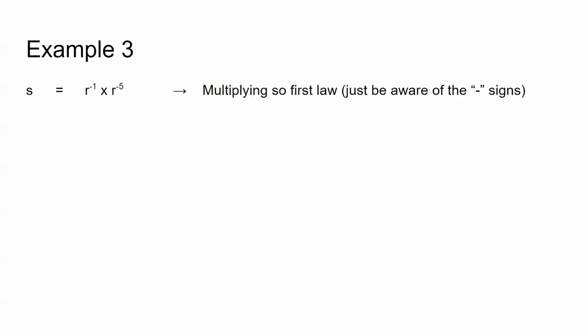S equals r to the minus 1 times r to the minus 5. We're multiplying. So we need that first law again. But like I said in the basic principles videos, we need to be very careful about what we're doing with the minus signs. Pause the video, have a go.